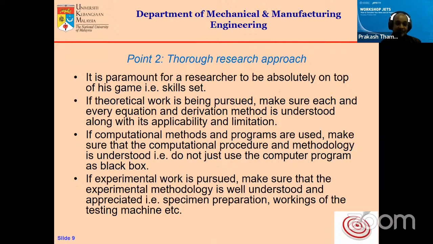How about the research approach? One thing I cannot emphasize more is that it's very important for a researcher, especially a young researcher, to be absolutely on top of his skill set. If you're working on more mathematical projects or computational projects, you need to know things inside and out. Where do the equations come from? What are the limitations of the equations, for example?